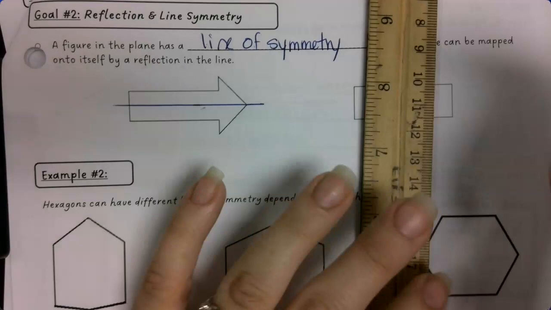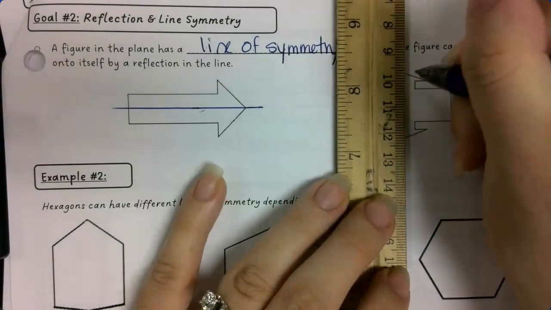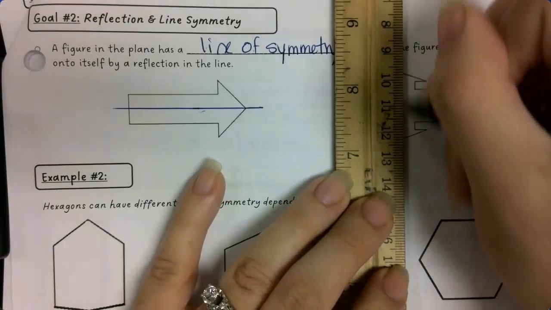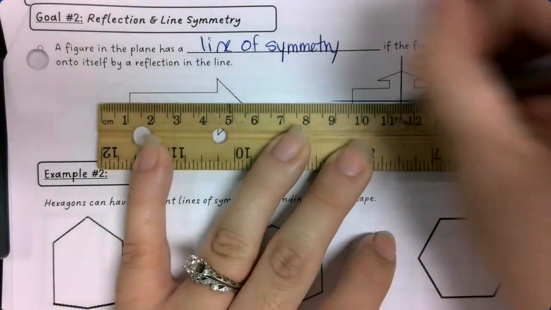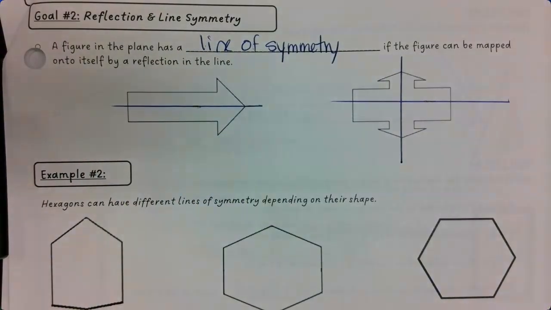For the second figure, I can do it vertically. So right down the middle vertically, or right down the middle horizontally, and it will give me the same shape, like it'll match up.